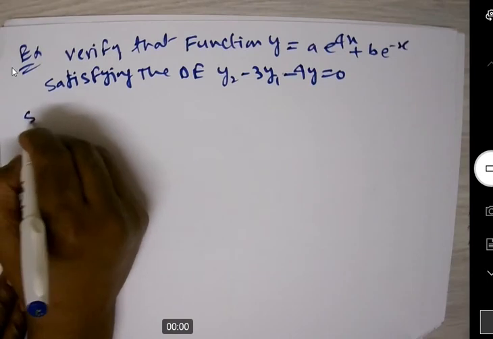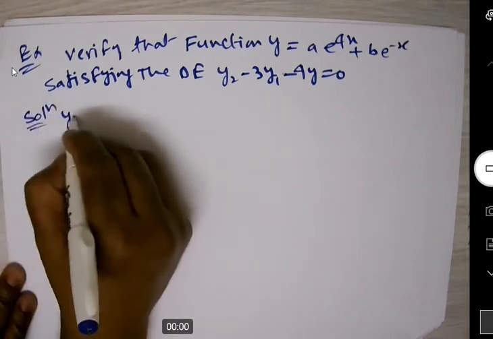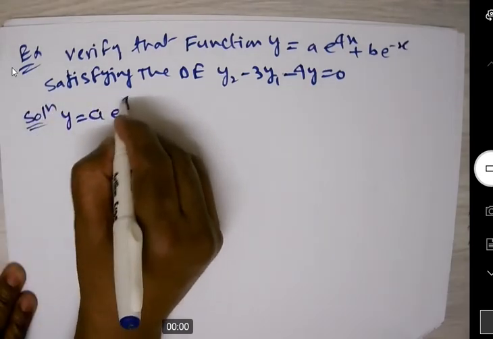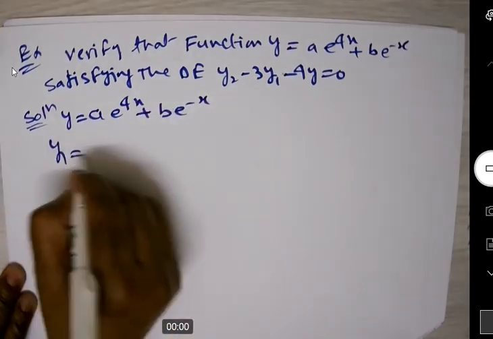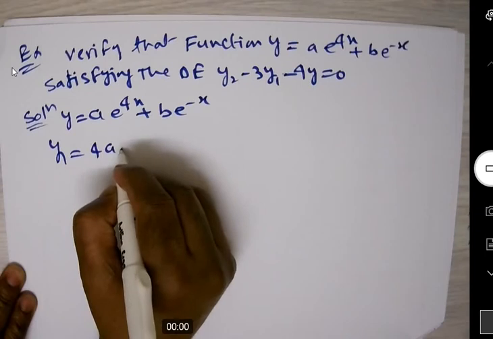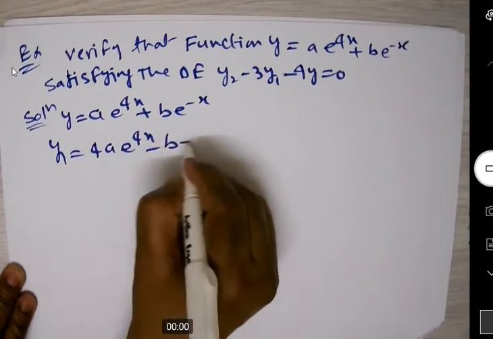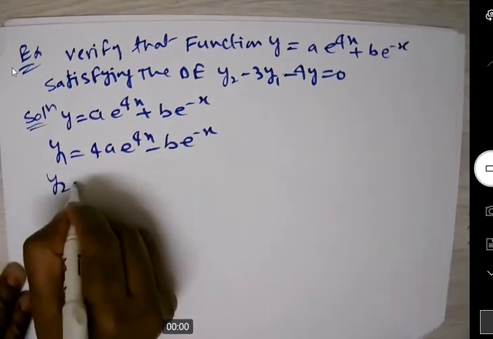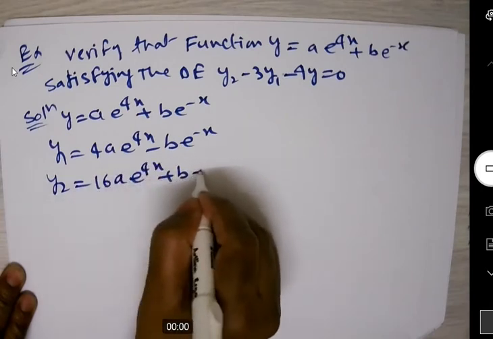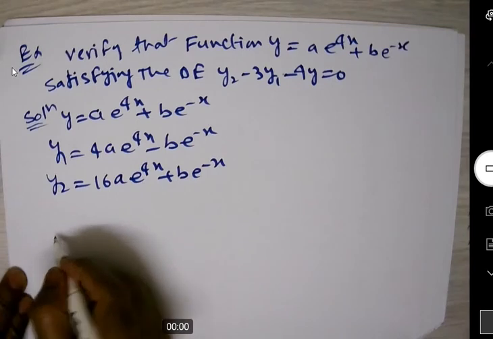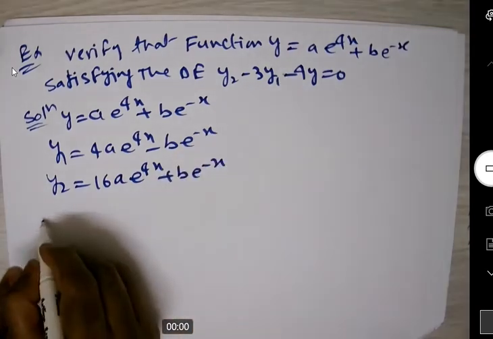So from the given function we need to solve it. y equal to a e power 4x plus b e power minus x. Find y1, y2. So it is coming y1 equal to 4a e power 4x minus b e power minus x, y2 is equal to 16a e power 4x plus b e power minus x. Now from the given differential equation, substitute.